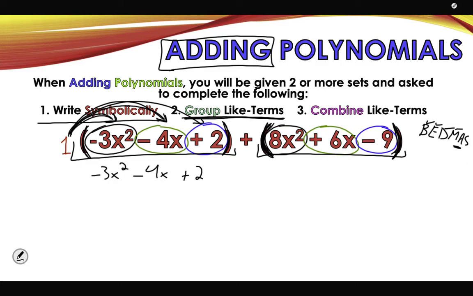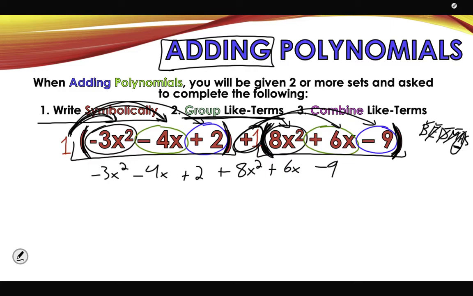Exact same thing is going to happen with this polynomial over here. There is technically a 1 that I need to distribute. But positive 1 multiplied by 8x squared, that's just 8x squared. And positive 1 times positive 6x is just 6x, and that's just minus 9. So now I've gotten rid of those brackets because I'm not worrying about the exponents, division, or multiplication right now. I get to actually go on to the adding part that I want to do.